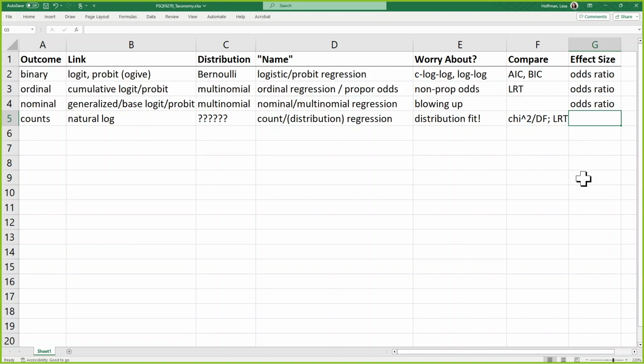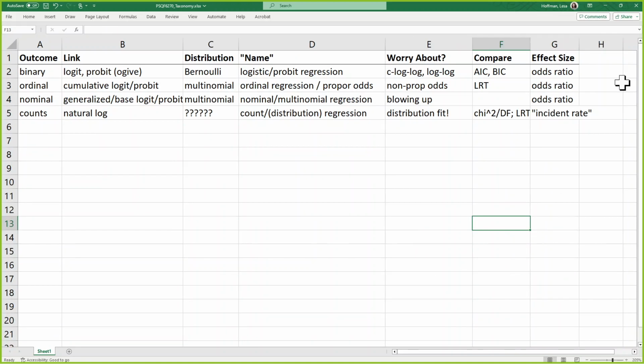And if I want to do an effect size, incident rate ratios. And you know how you compute them? The same damn way as an odds ratio. E to the slope.